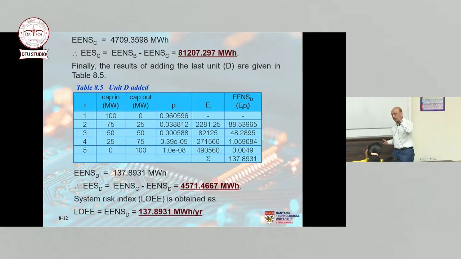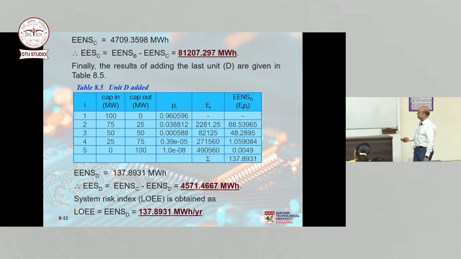Once you know the generators, once you know their capacities, their availabilities, the risk is a given. The risk is fixed, okay? So 137 megawatt hours per year, you are not able to supply in this system.